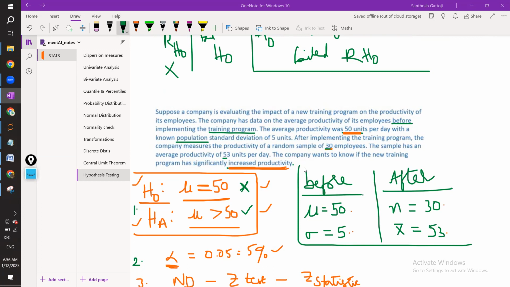Are you able to understand? The company is not interested in the sample. The company is interested in the population. See, okay, got it.